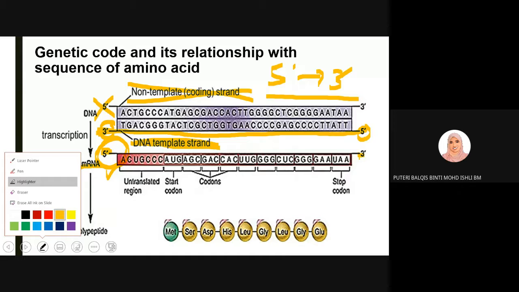Boleh ke? Okay, boleh angkat tangan? Okay, yang lain? Boleh ke?